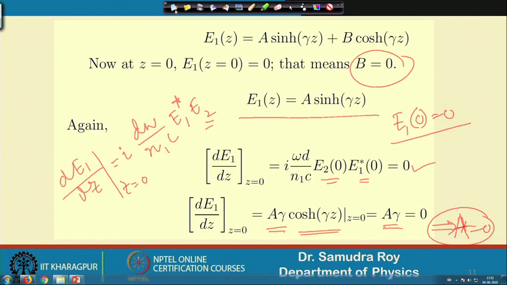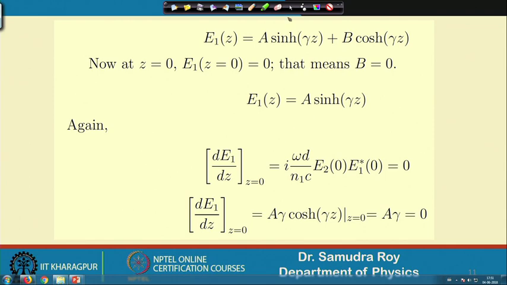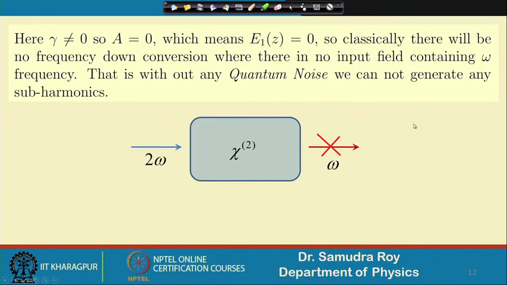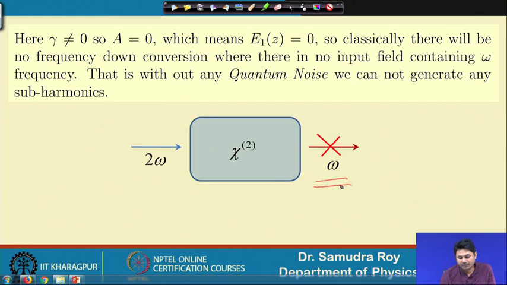So, once we have A equal to 0, that means the entire E is vanished, there is no E 1, and that is interesting, that here gamma is not equal to 0 as I mentioned. So, A is equal to 0, which means E 1 z equal to 0. So, we have 2 omega here, which is launched. This is the medium where chi 2 is not equal to 0, but this medium suggests that there should not be any kind of omega field generation. So, omega field is not going to generate. That means there will be no subharmonic generation, but in general we find that the subharmonic are still generating, that means if I launch 2 omega, omega can be generated.